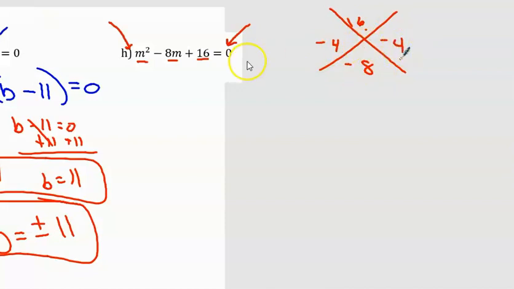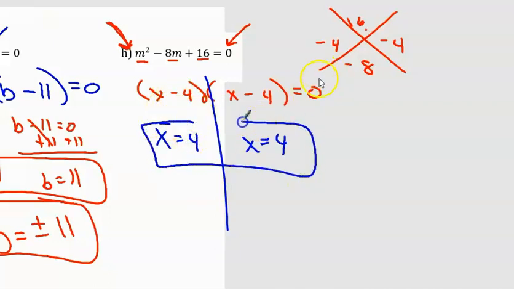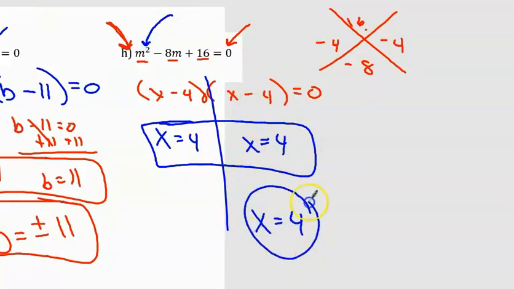Okay? Again, it equals 0. So first, let's write down the factors. And there we go. So the factors are x minus 4 and x minus 4, twice. Here we go. So if I make that equal to 0, I'm going to add 4 to both sides, and that means that x just equals 4. Usually we have 2 answers when we're solving, and we do have 2 answers. They're just the same number. Okay?